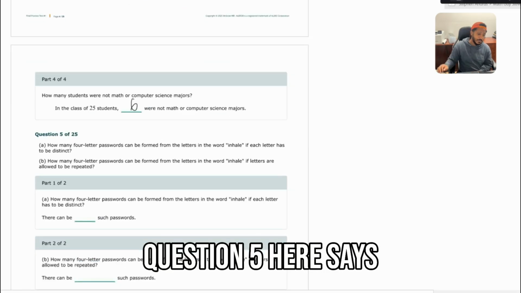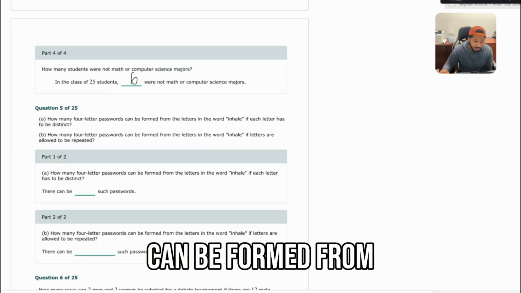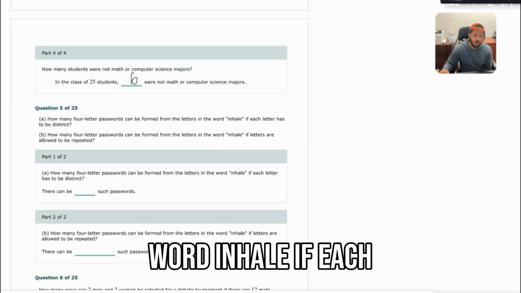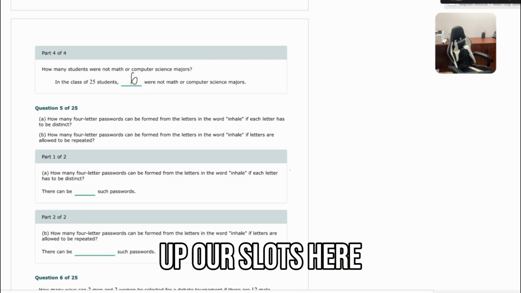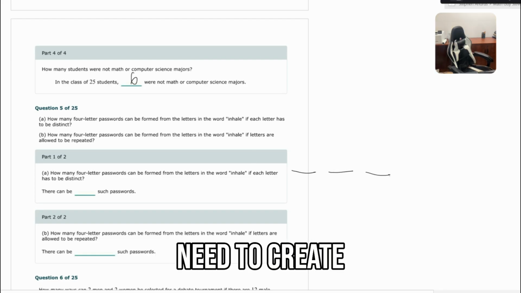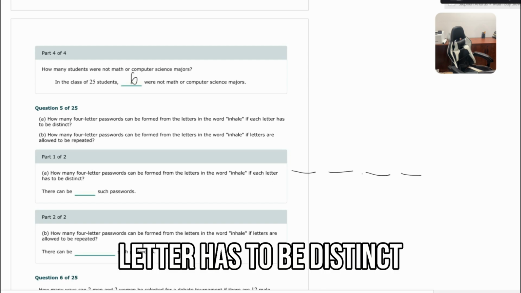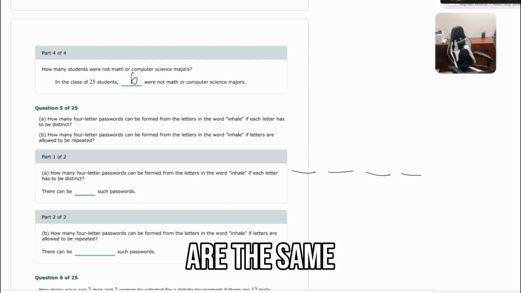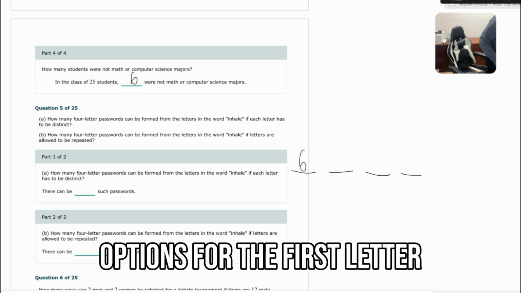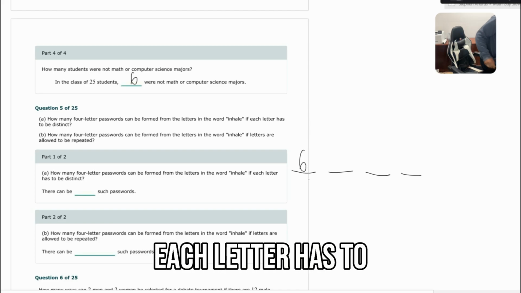All right, question 5 says, how many 4-letter passwords can be formed from the letters in the word inhale if each letter has to be distinct? For this kind of problem, we set up our slots. We have 4 letters that we need to create, and each letter has to be distinct, meaning once I pick, we have 6 letters total, then none of them are the same. So there are 6 options for the first letter.